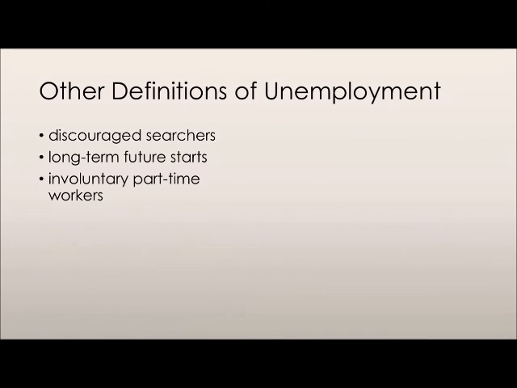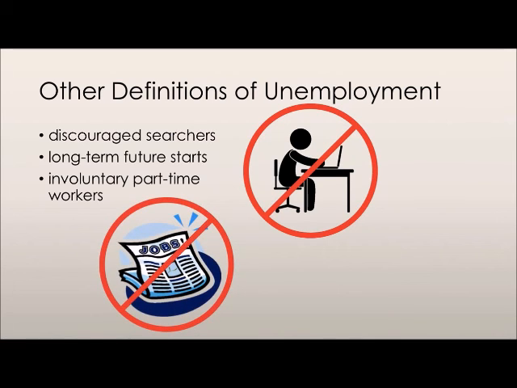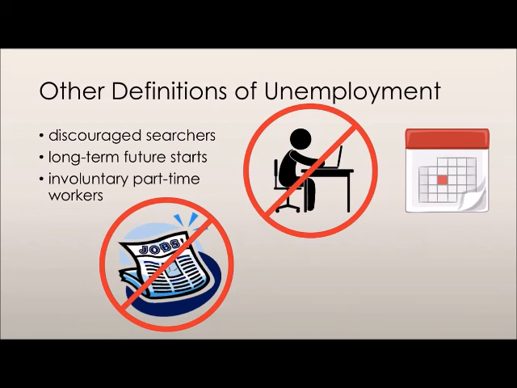There are a couple other definitions of unemployment which are not actually considered in the official definition of unemployment, and one of them is discouraged workers. A discouraged worker is a person who is neither working nor looking for work, but has indicated that they actually want a job, is available for work, and has actually looked for work in the recent past, but has stopped due to repeated failure.